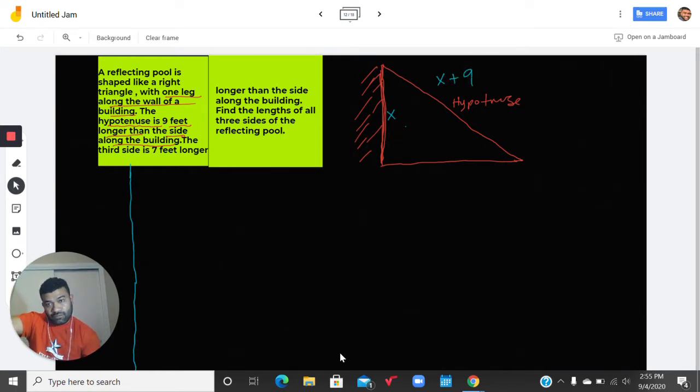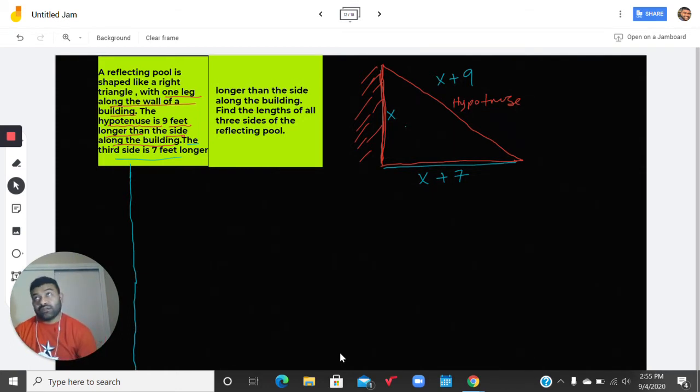So if the height of the wall is x, it says it's 9 feet longer, so you add the x to the 9, so it's going to be x plus 9. That's going to be our hypotenuse. And then it says the third side is 7 feet longer, which means this side, the bottom, is going to be 7 feet longer than the side along the building, so it's going to be x plus 7. I hope so far we're following.